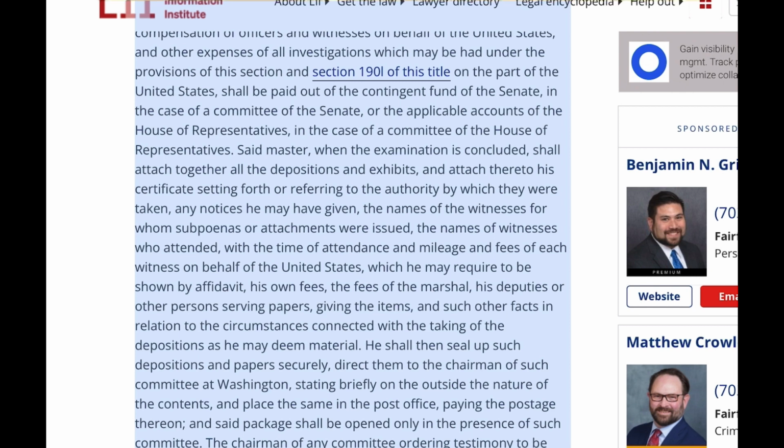deem material. He shall then seal up such depositions and papers securely, direct them to the chairman of such committee at Washington, stating briefly on the outside the nature of the contents, and place the same in the post office, paying the postage thereon, and said package shall be opened only in the presence of such committee.